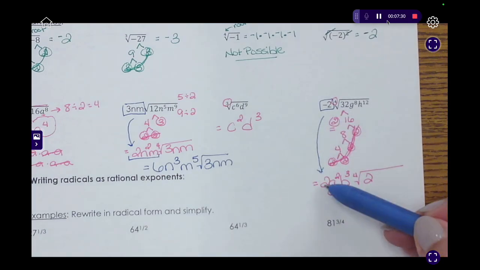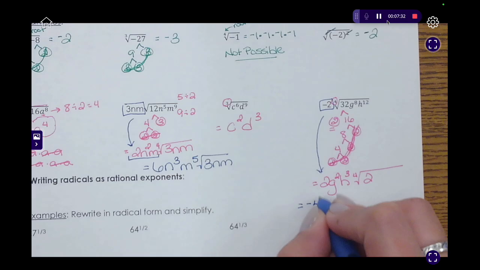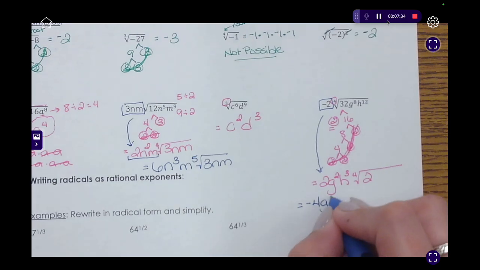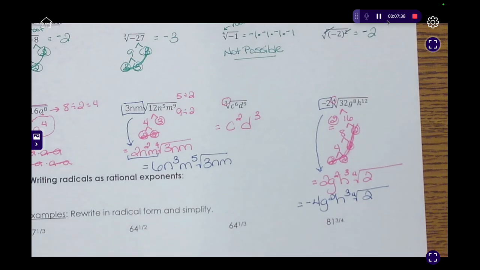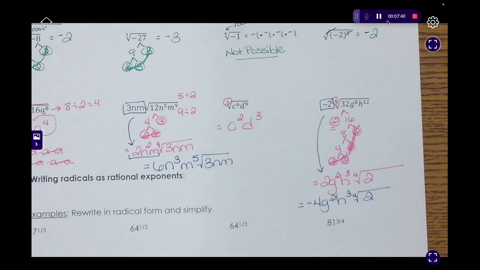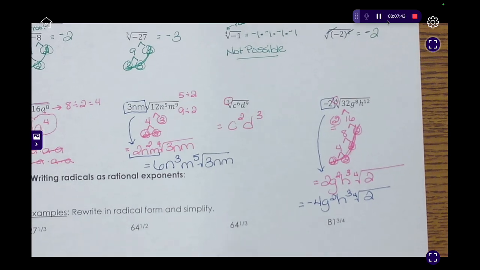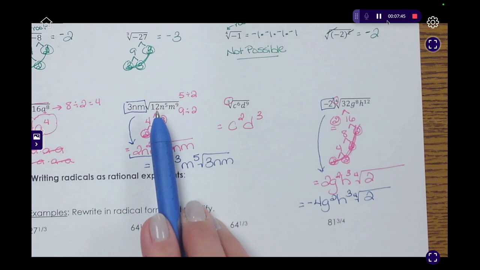So negative 2 times 2 is negative 4, and then all those variables are staying the same, and then I have that 4th root of 2. So that would be my answer. Okay, so again, when we're simplifying radicals, we're going to do the factor tree with the whole numbers in the front there.